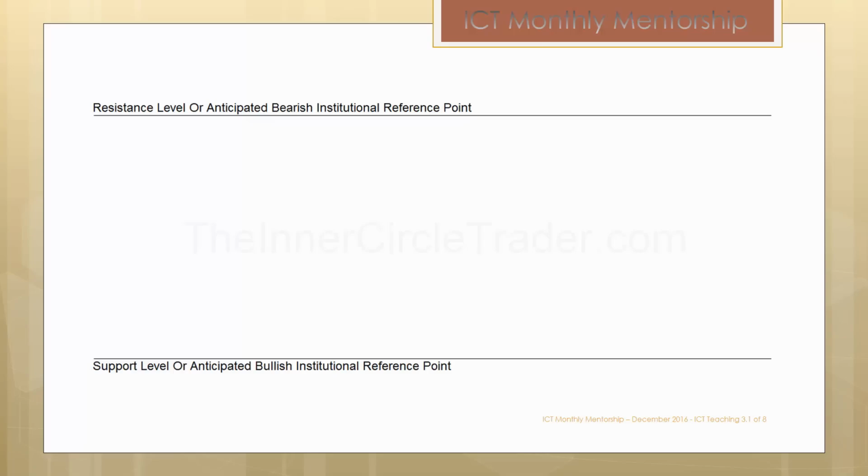Buying declines in bullish markets and selling rallies in a bear market. When we look at the marketplace and we frame price action in the form of resistance levels and support levels, or anticipated bearish institutional reference points and anticipated bullish institutional reference points, we have to have a context in the marketplace behind our viewpoints. Are we looking at a market that has a bullish scenario, or a bearish scenario? In this example, we're going to look at a bearish example.